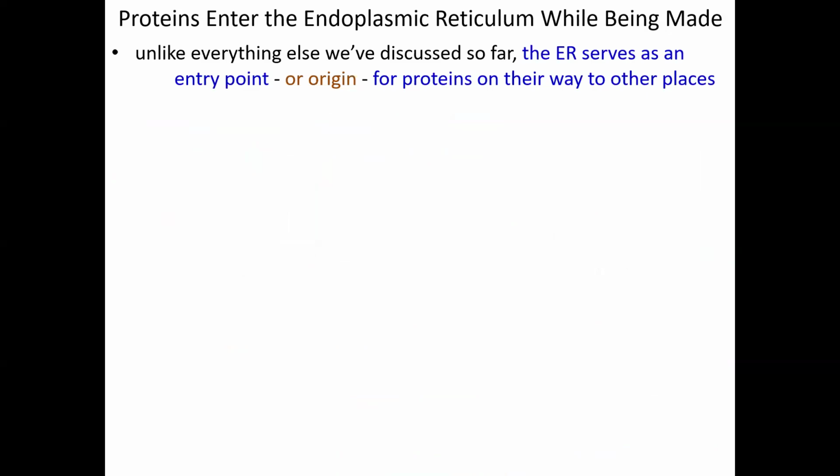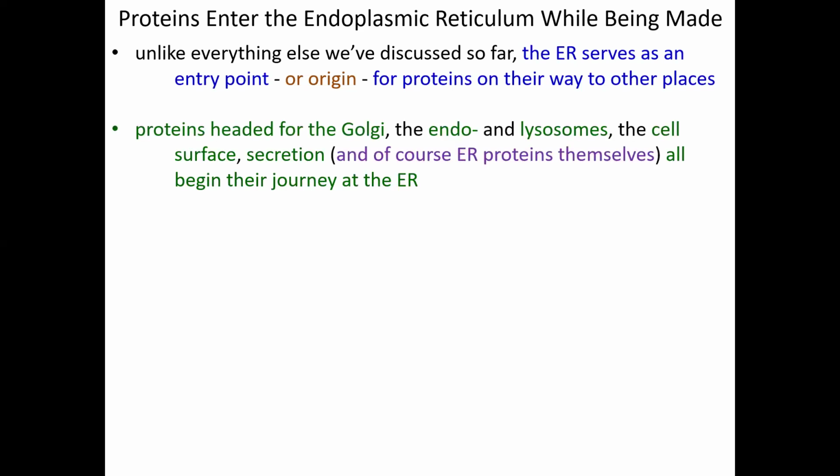Unlike all the organelles we've discussed so far, the endoplasmic reticulum serves as the origin of proteins that are on their way to other places. Proteins that are going to be intra-organelle for organelles of the endomembrane system, proteins that are going to be embedded in a membrane, or proteins that are going to be secreted are made in the ER. They're born in the ER, and then they're shipped to other places.